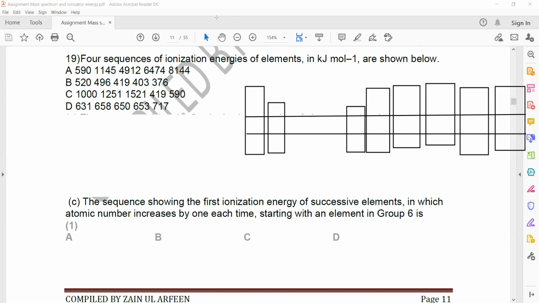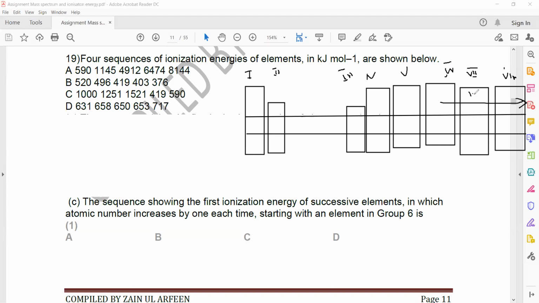So these are the groups of the periodic table. Group 1 is there, 2, 3, 4, 5, 6, 7, and group 8. So for example, they mentioned the first element should be group 6. So group 6, 7, 8, what will happen?